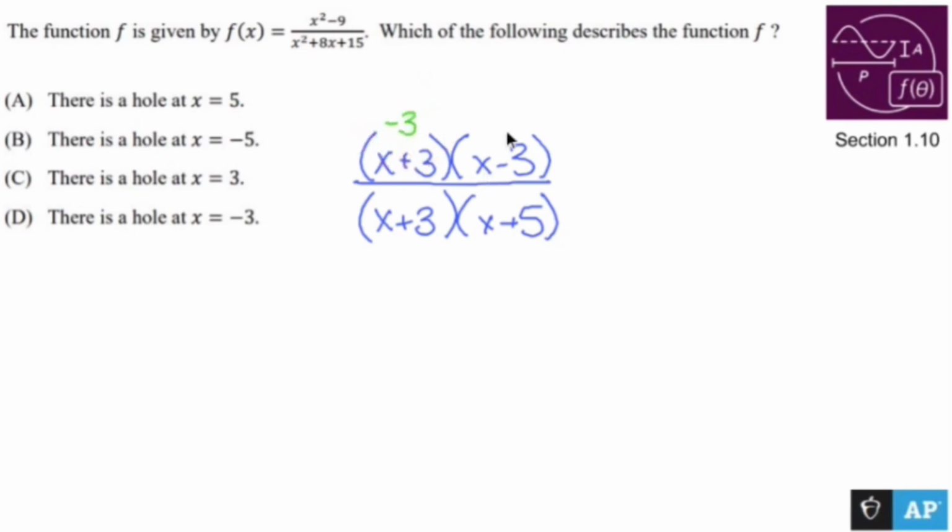-3 would make it equal to 0. Positive 3 would make it equal to 0. -3 would make it equal to 0. -5 would make it equal to 0.